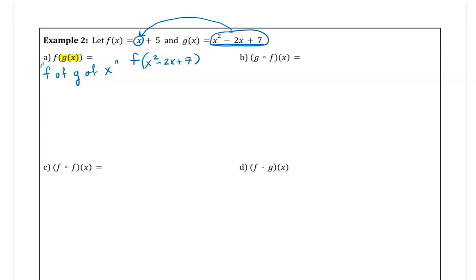When you have this expression in the parentheses, that means it takes the place of X in the F of X function. So this would equal X squared minus 2X plus 7 goes in place of X, and then we just put plus 5. The only thing I can really do to simplify is add the like terms of 7 and 5. So F of G of X in this case ends up being X squared minus 2X plus 12.